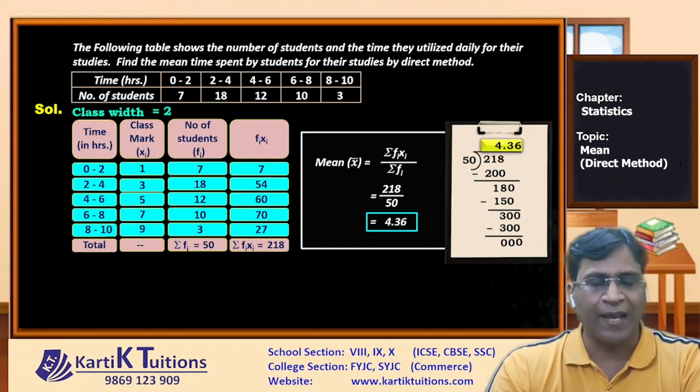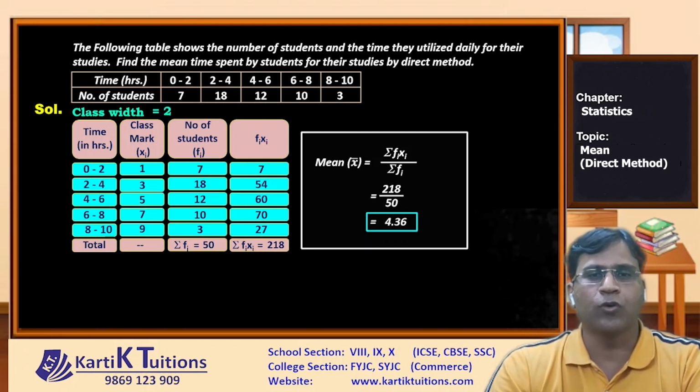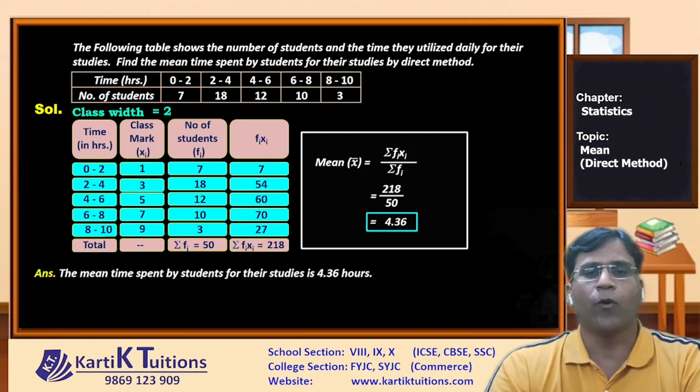The data is of time in hours, so your units will be hours. So your answer statement will be: the mean time spent by the students for their studies is 4.36 hours. Hope you have understood this.